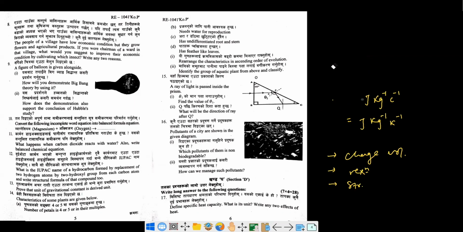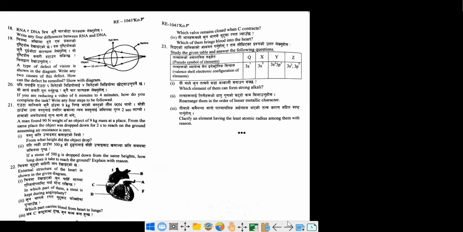So for that one, I would like to bring you to the next frame. The next question, number 18, is about DNA and RNA. We have to write the full differences between DNA and RNA. So let me just write here RNA, DNA, and four basic differences. Let us begin with the full form: ribonucleic acid and deoxyribonucleic acid.